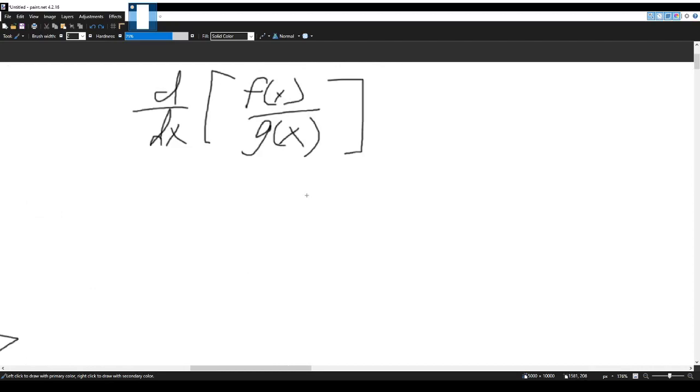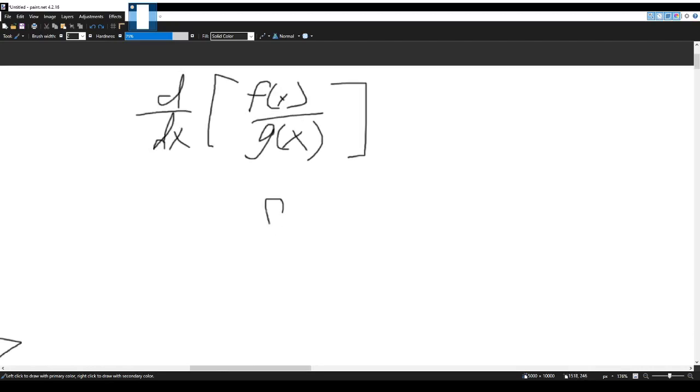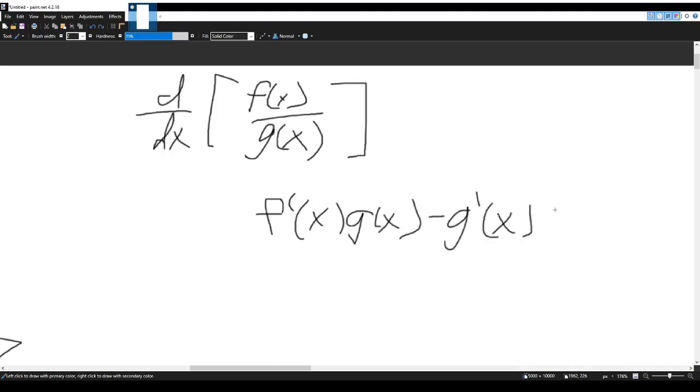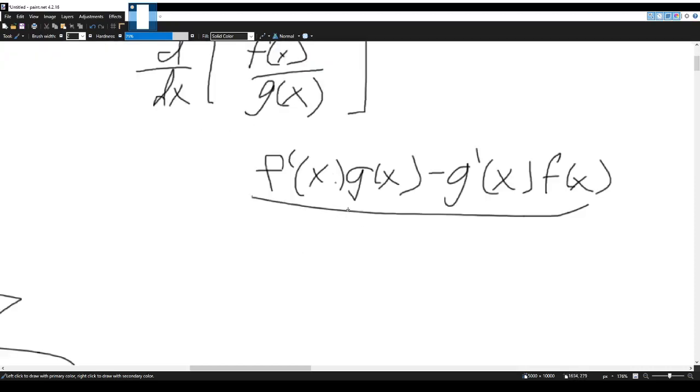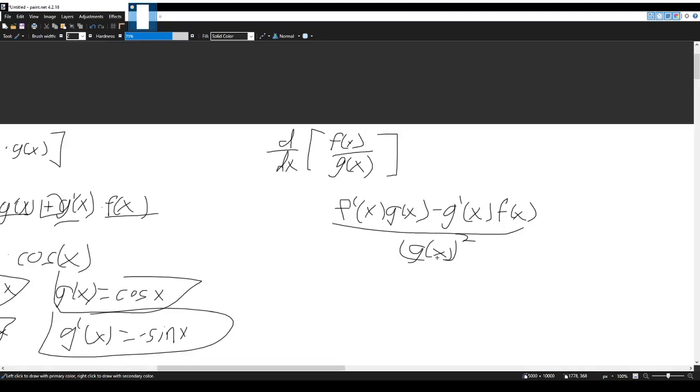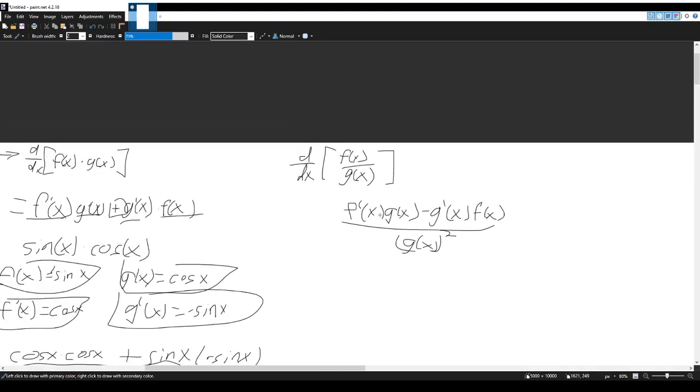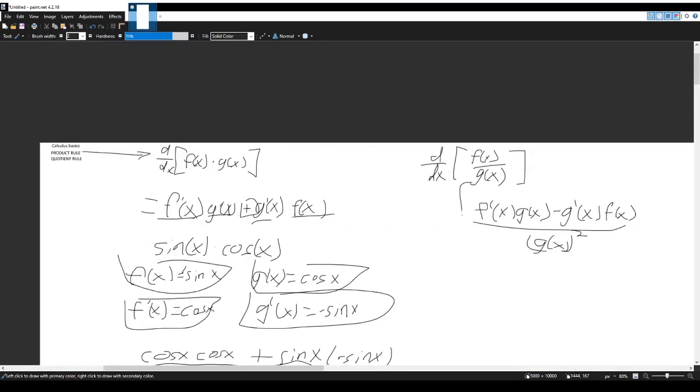So the formula for this is the derivative of the top, right, f prime of x, times the bottom, minus the derivative of the bottom times the top, all over the bottom squared. So g of x squared. Now this might seem like kind of a weird formula, but you can actually get this formula from this product rule formula.